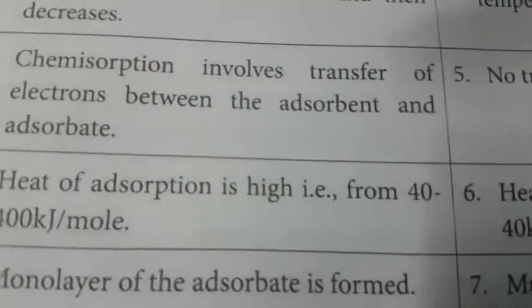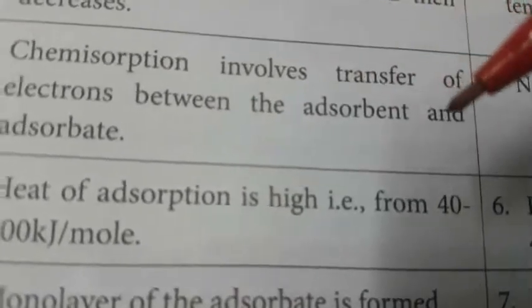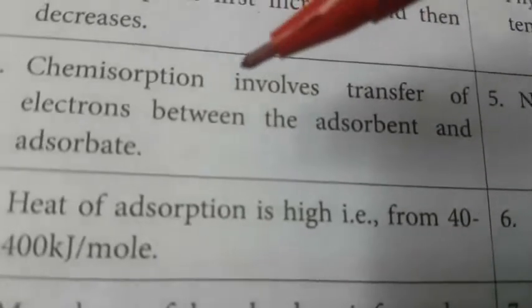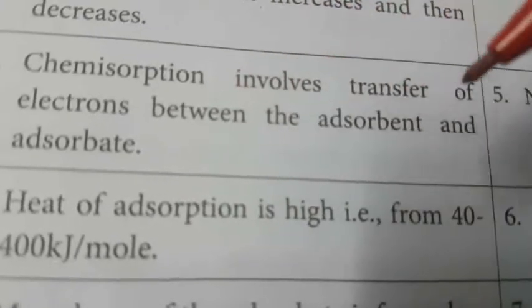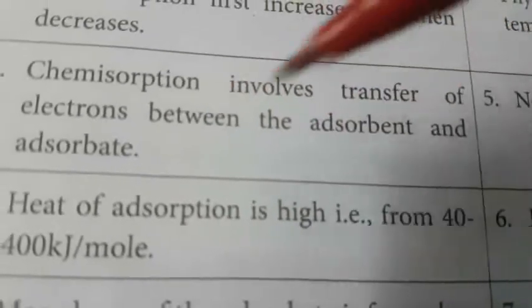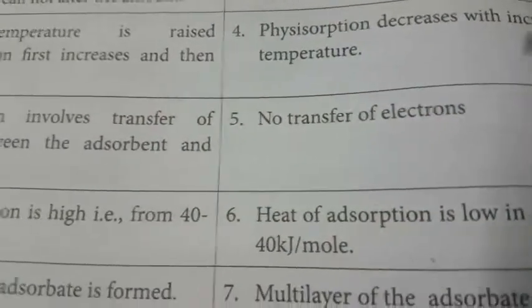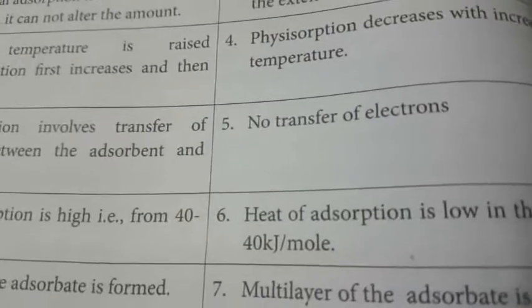Another one: chemisorption involves transfer of electrons between the adsorbent and the adsorbate because of the formation of bonding. That is the reason. But in physisorption, there is no transfer of electrons. It depends only on the nature of the substance.